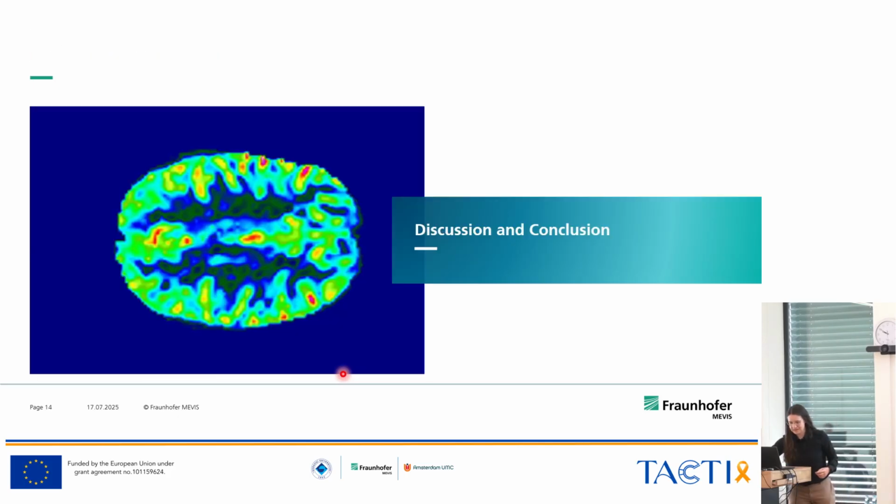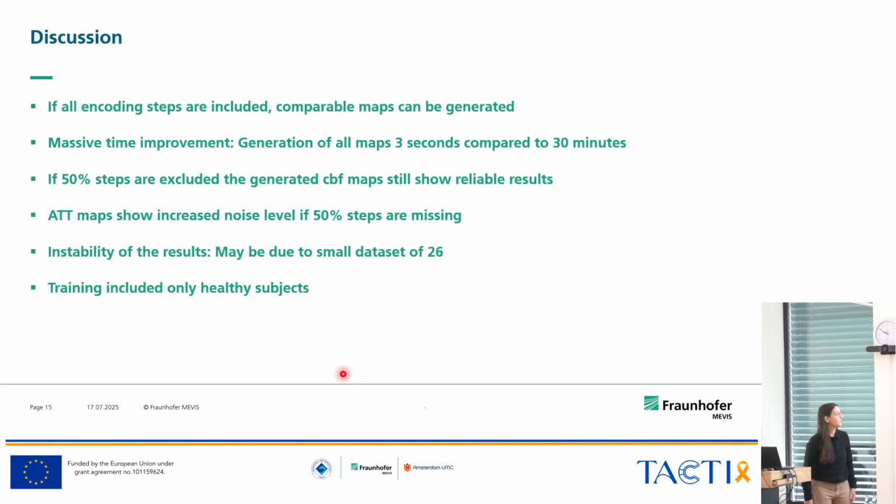Yeah, to wrap this up, I can say if all encoding steps are included, comparable maps can definitely be generated. And also it's a massive time improvement. I told you before, quantification takes about 30 to 40 minutes. Here I need 3 seconds.